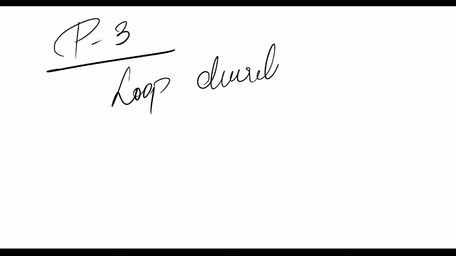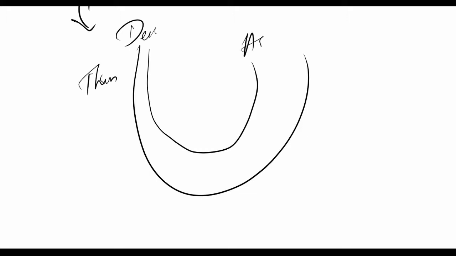Welcome guys to part 3, that is loop diuretics. Loop diuretics are the diuretics which are going to be acting on the loop of Henle, as the name suggests. So if we are considering this to be the loop of Henle, this is the descending part, the thin part, and this is the ascending part, that's the thick part.